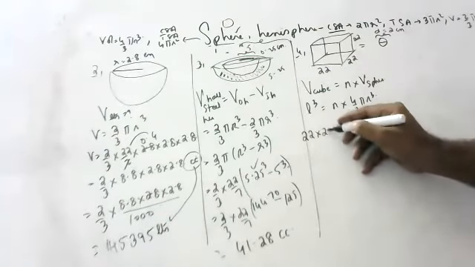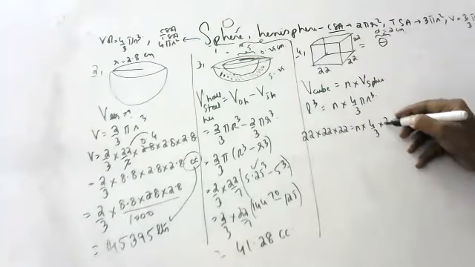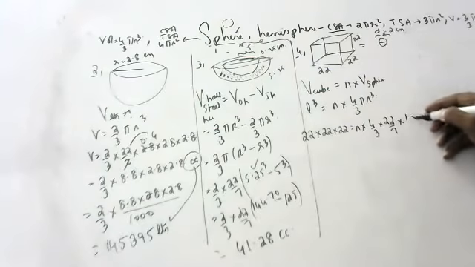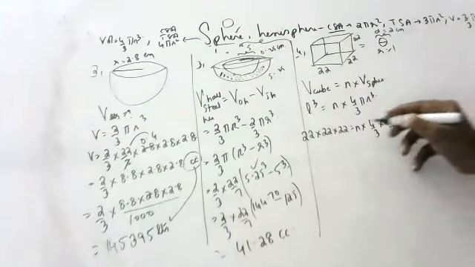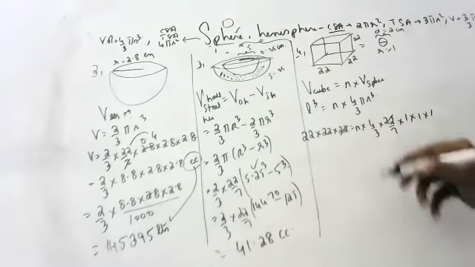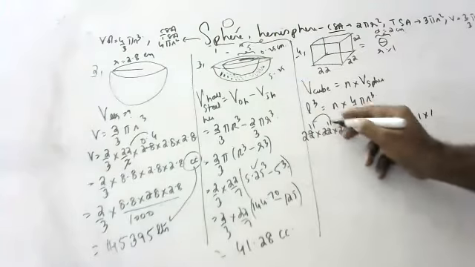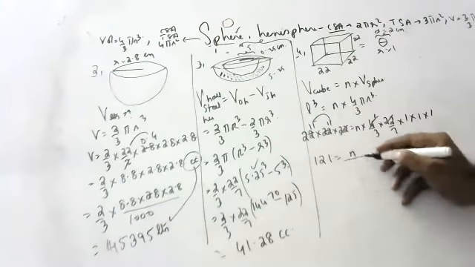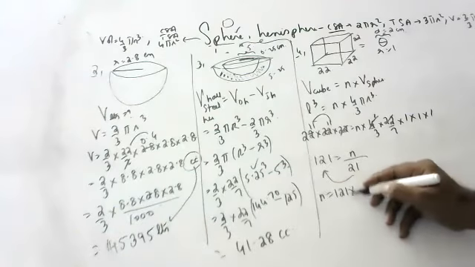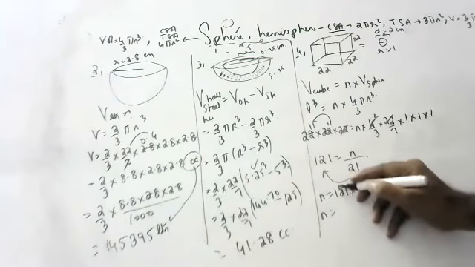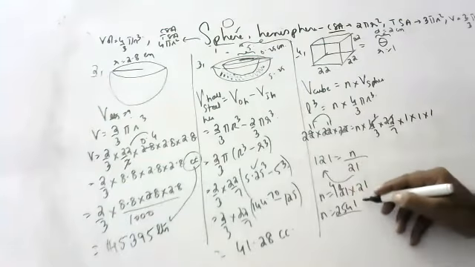22 cube is equal to n into 4 by 3 into 22 by 7 into 1 into 1 into 1, because the radius is 1. Now 22 cubed is 22 into 22 into 22. The 2s and 11s cancel, so 121 is equal to n by 21. n is equal to 121 into 21. 21 twos are 42, 21 fours are 84, so 2541 bullets can be made.